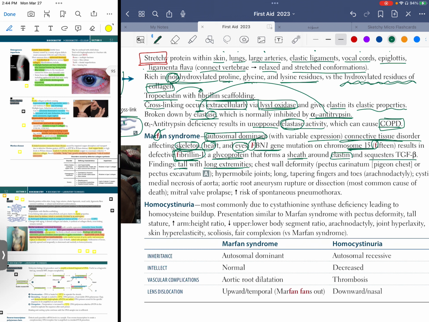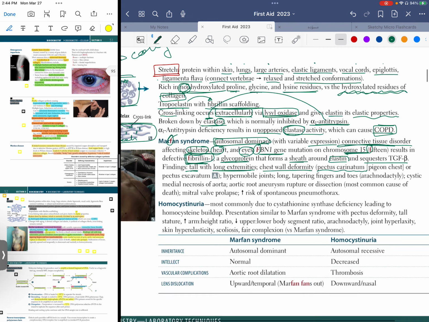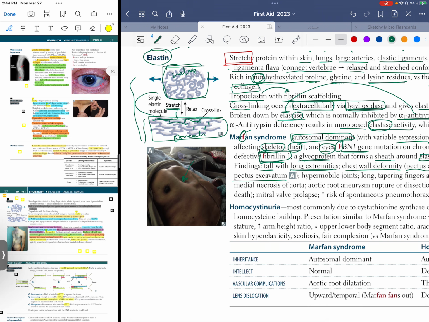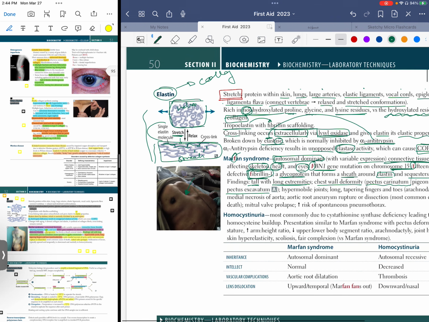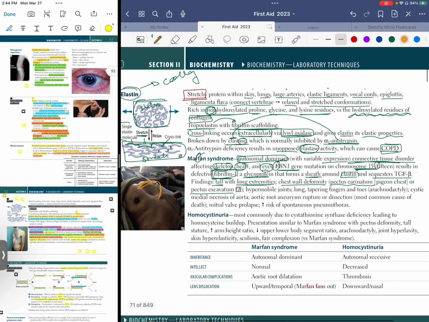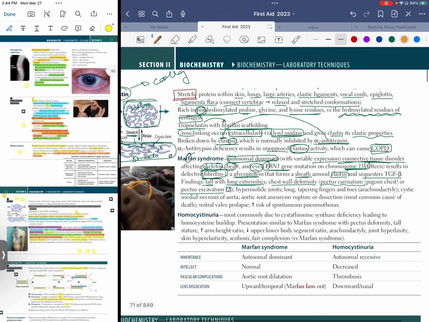He's tall, he has long extremities and chest wall deformity, like pectus carinatum, that's the pigeon chest, or pectus excavatum, that's the contrary, like the chest is diverted inwards, like over here. While in the pigeon chest, the chest would look like this, with an outward bulging. So that's the pigeon chest, or pectus carinatum, while the other one is pectus excavatum, and that is just going inside.